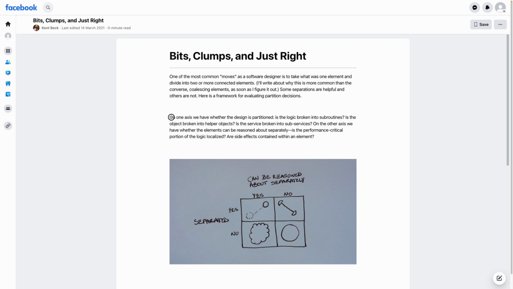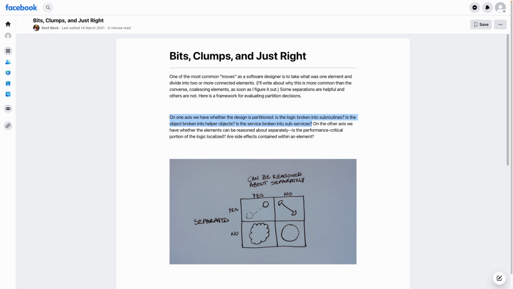On one axis, we have whether the design is partitioned. Is the logic broken into subroutines? Is the object broken into helper objects? Is the service broken into sub-services? So that's this area here, separated yes or no.